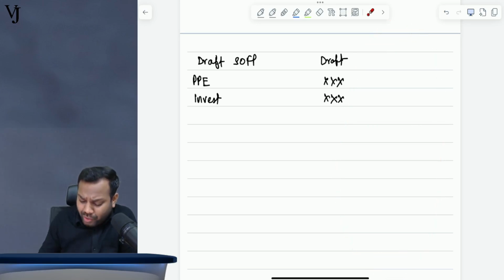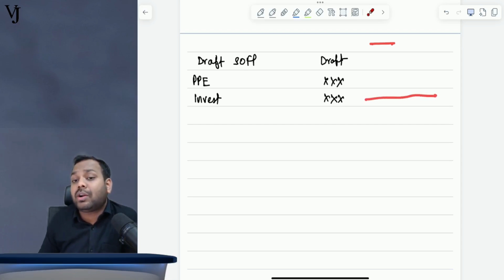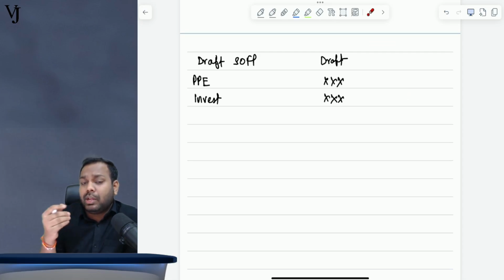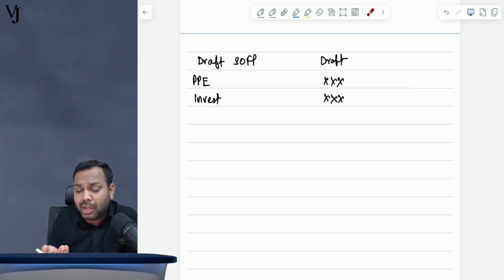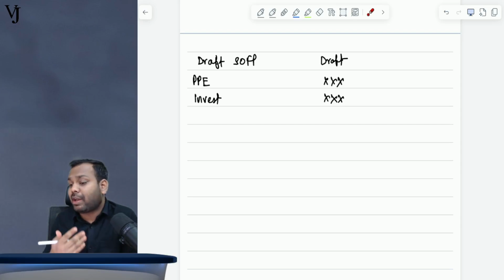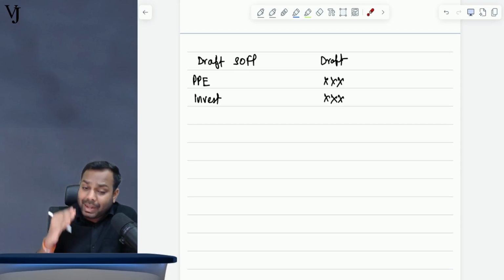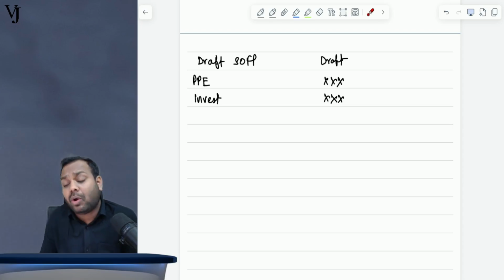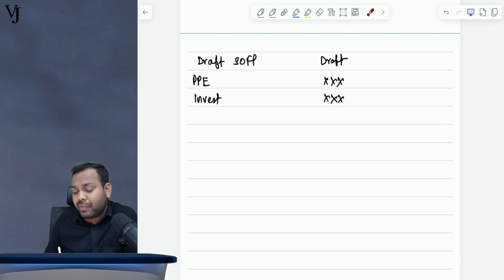But if you do all the adjustments in one column only, you won't have control if your SOFP is not tallying. You will have to scratch your head to find where you have made a mistake. But if you have made a separate column for each adjustment, your life will become very easy, plus the life of the examiner will also become easy. And if you make the examiner's life easy, they will definitely give you marks. Is that clear, Yash?